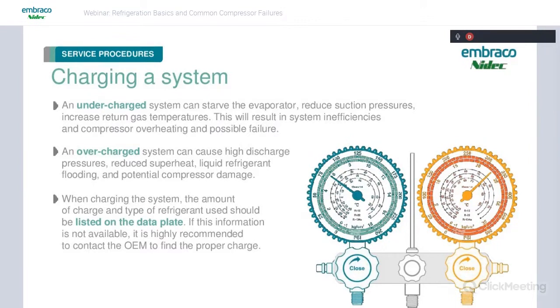When we're charging the system, the amount of charge and type of refrigerant should be listed on the data plate of the unit. If this is not available, it's recommended to contact the OEM to find the proper charge, because we always want to weigh in the charge after service if possible. It just removes a lot of possibilities for problems when you weigh it in.